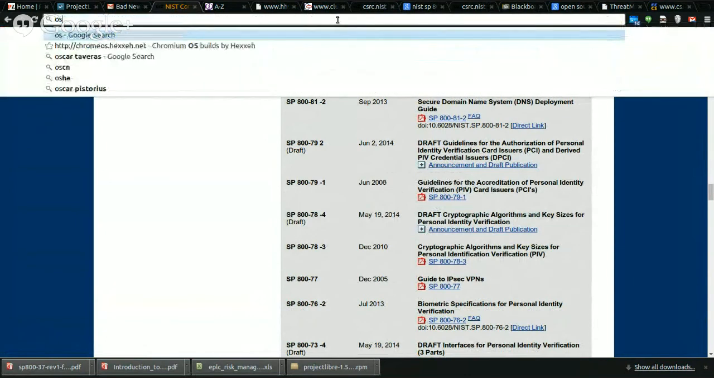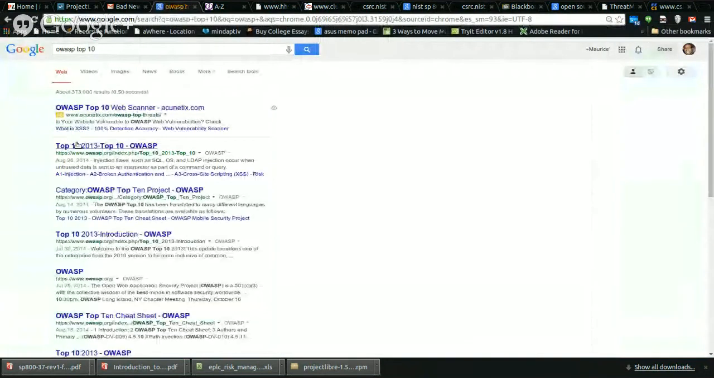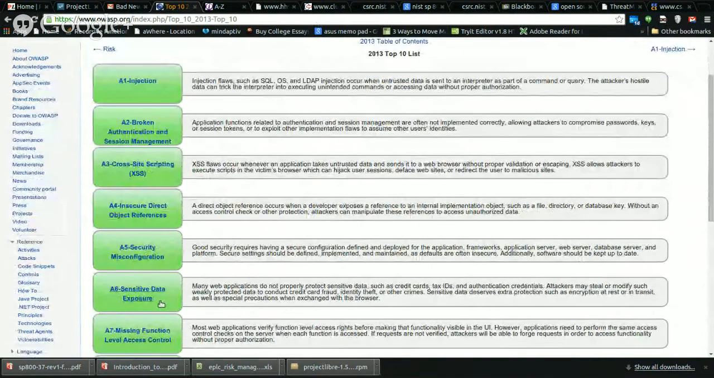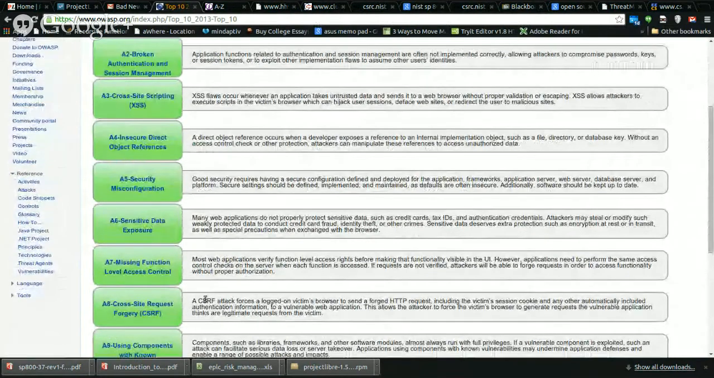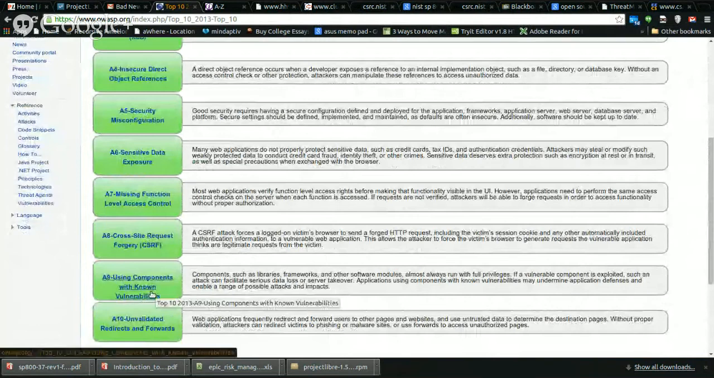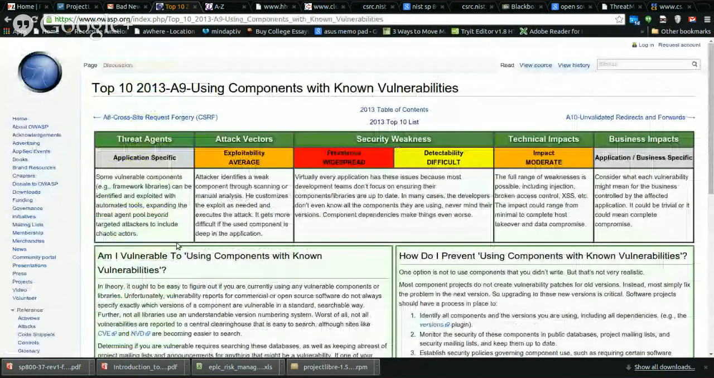And then OWASP. They put out the top 10 threats. Here you can see the 2013 top 10 list: security misconfiguration, sensitive data exposure, cross-site request forgery, using components with known vulnerabilities. You click on this item here, and it brings all those items up. You see that? Wow.